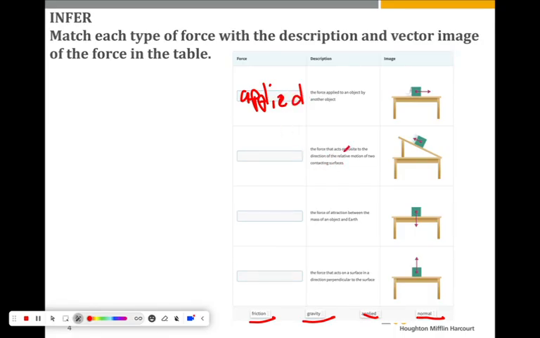Okay, so the force acting opposite to the direction of motion when two surfaces are in contact, the force pushing this way, would be friction. The force of attraction between the mass of an object and the earth, the force of the earth pulling on objects, is gravity.